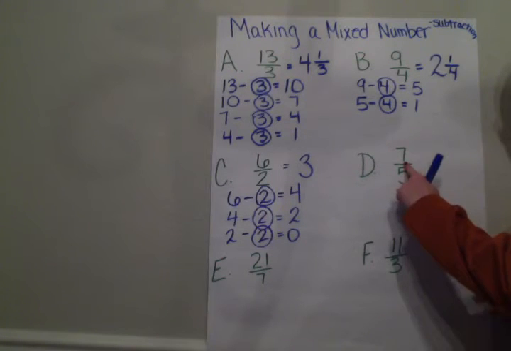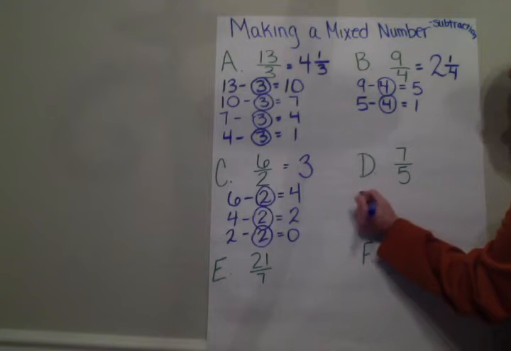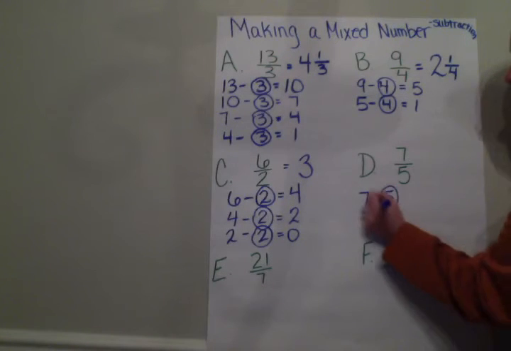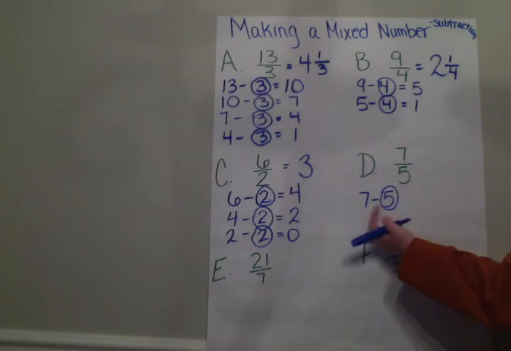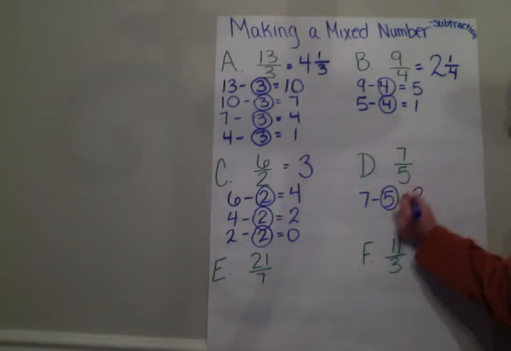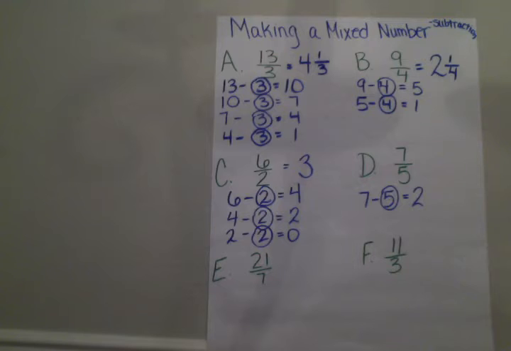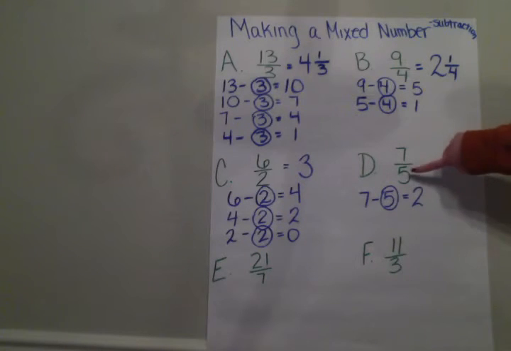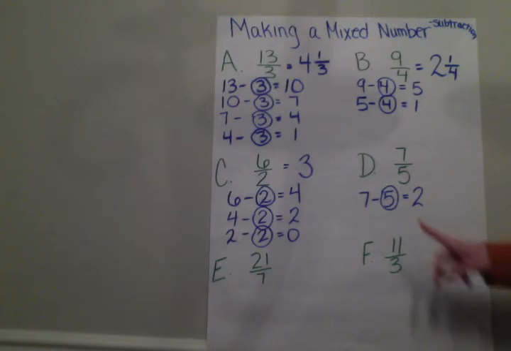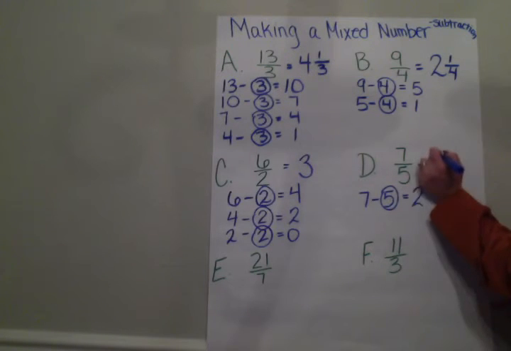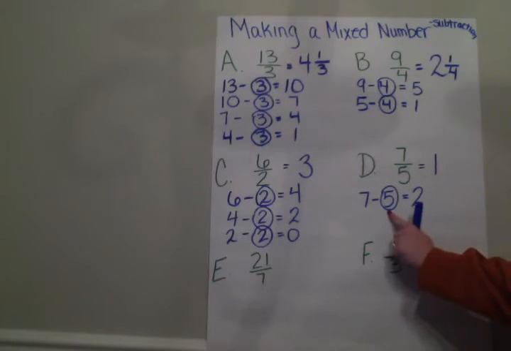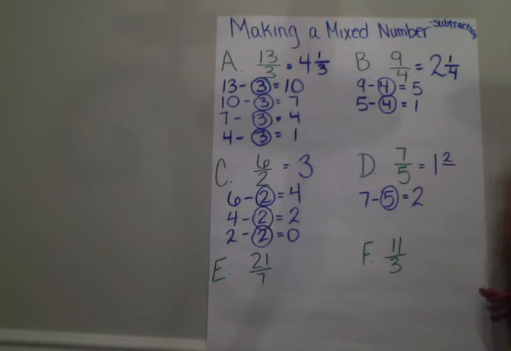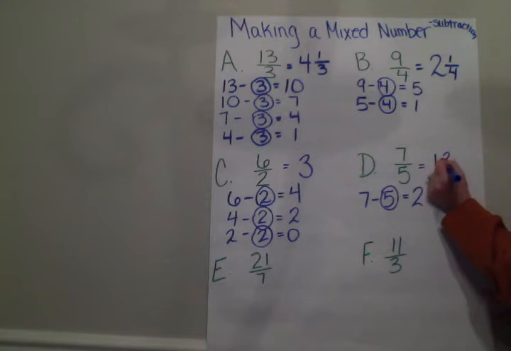So I'm going to start with my numerator. 7 minus a group of 5. 7 minus 5 is 2. And I can't go anymore because now my leftover parts are less than my denominator. So I have 1 whole group of 5 with 2 pieces left over, and my denominator isn't going to change.